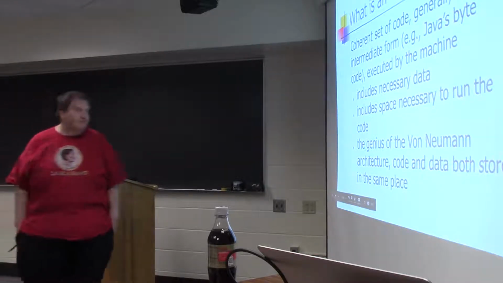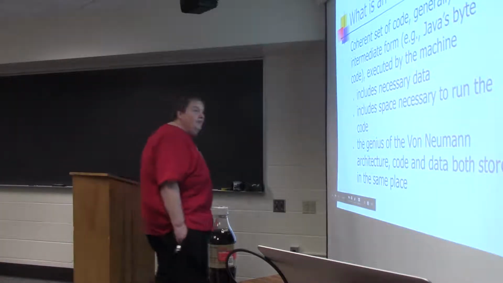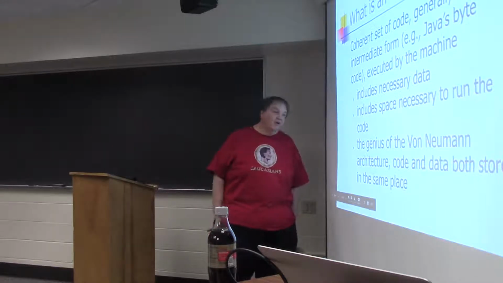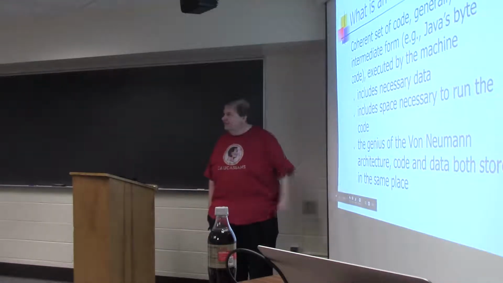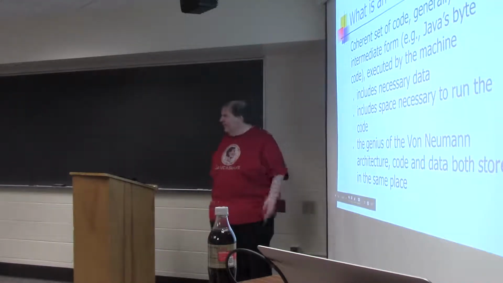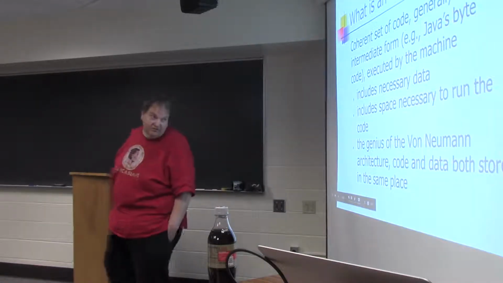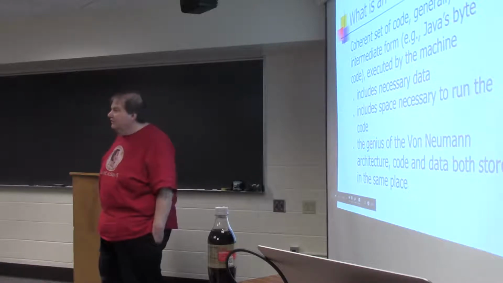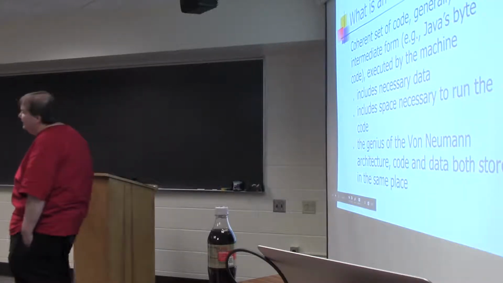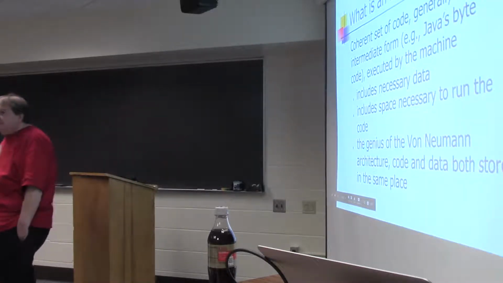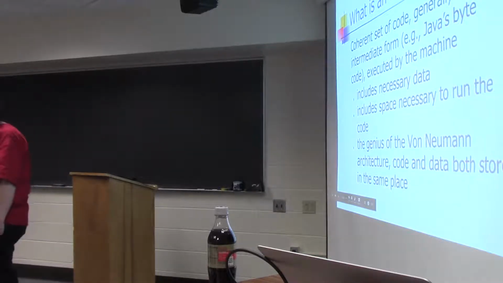Okay, kind of obvious, but something you need to do. It includes space necessary to run the code, and it's built on the genius of, and admittedly it seems like a very obvious idea, the original John von Neumann architecture, and that is the notion that the code and the data are all stored in one place. Okay, we have one memory and everything is stored there.